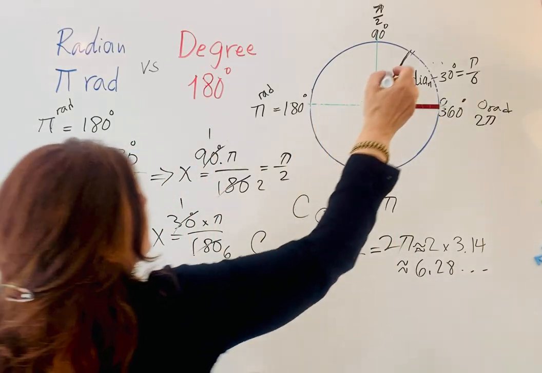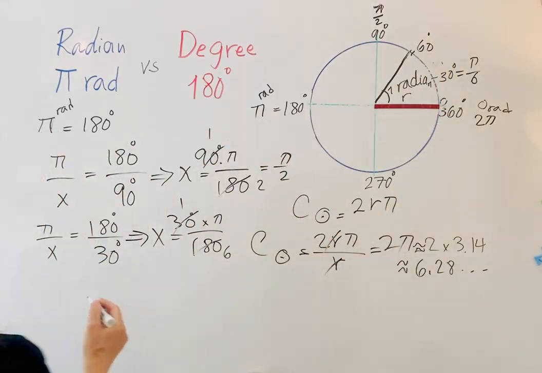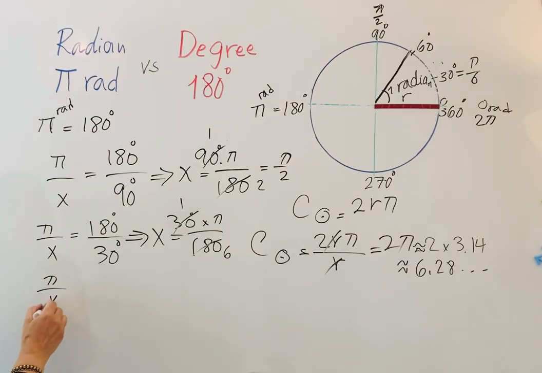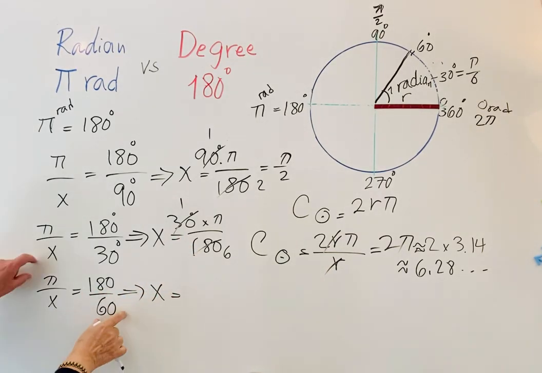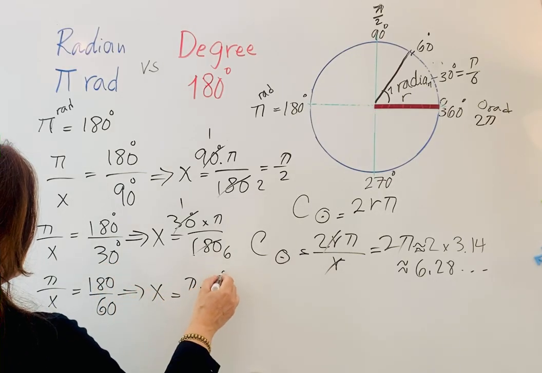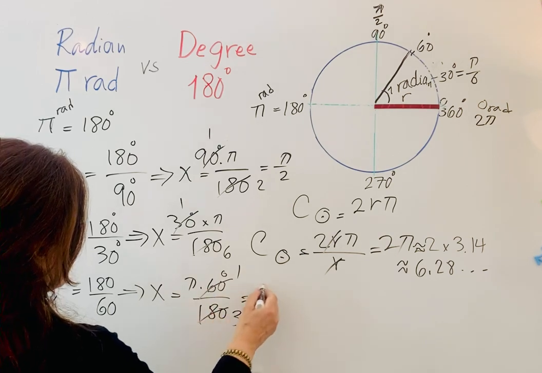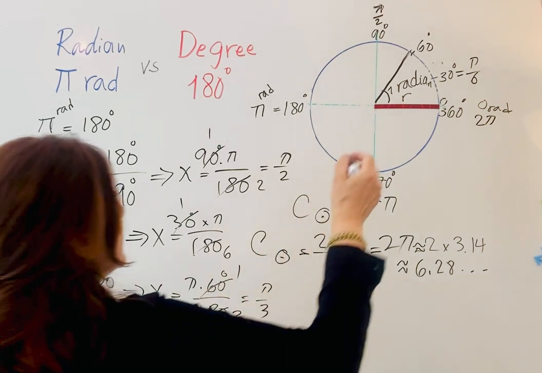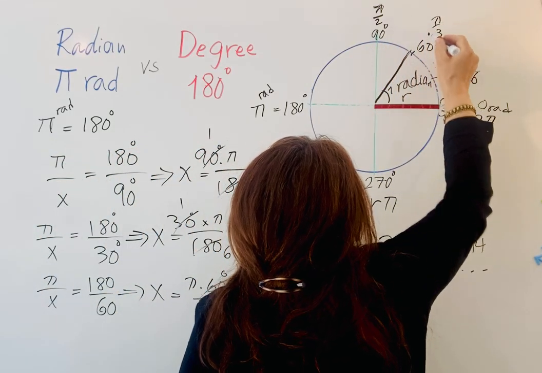How about 60 degrees? 60 degrees is here. Pi over x equals 180 over 60. You can simplify here or here. x equals cross multiplication: pi times 60 degrees over 180 degrees. Simplify by 60, pi over 3. This is pi over 2. 60 degrees is pi over 3.